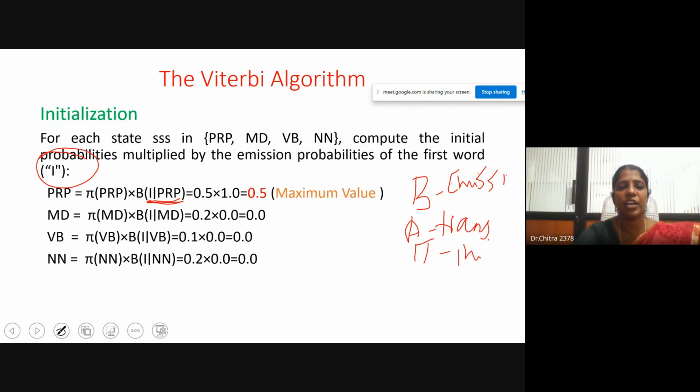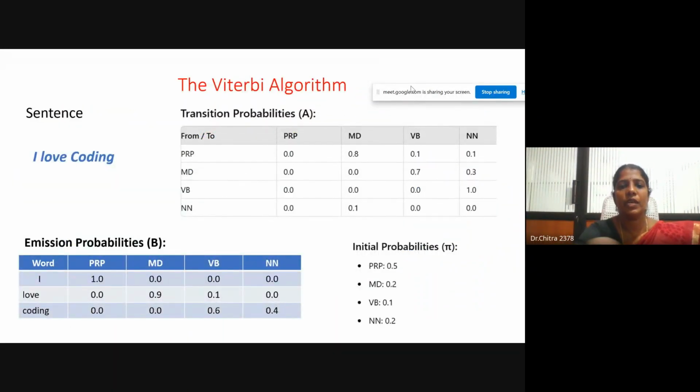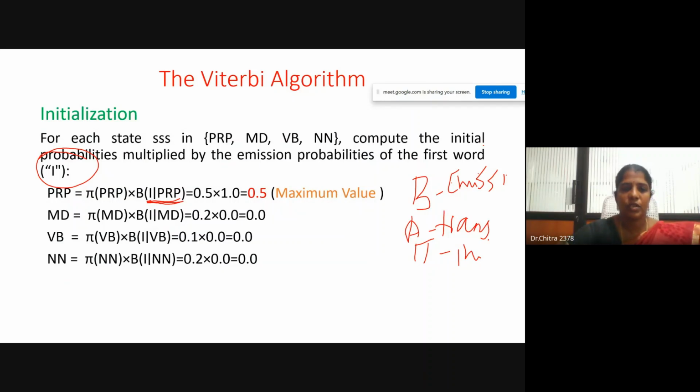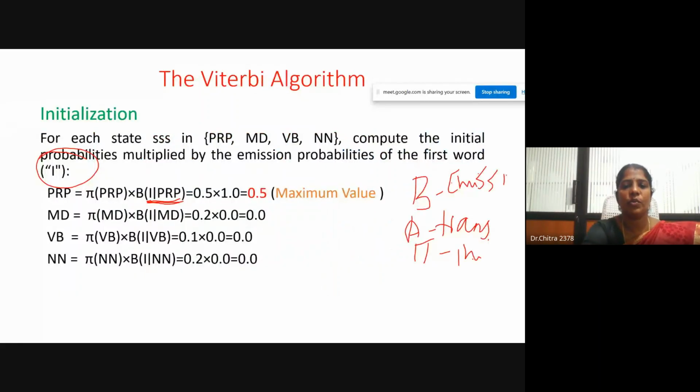So first find the value for I. Go and search here for PRP. What's the initial weight of PRP? 0.5, so that is taken first. Then multiply by the emission probability. In the emission table, for the first word I, the emission probability of PRP is 1. So 0.5 into 1 equals 0.5. In the same manner, find the initialization weights for all the tags.